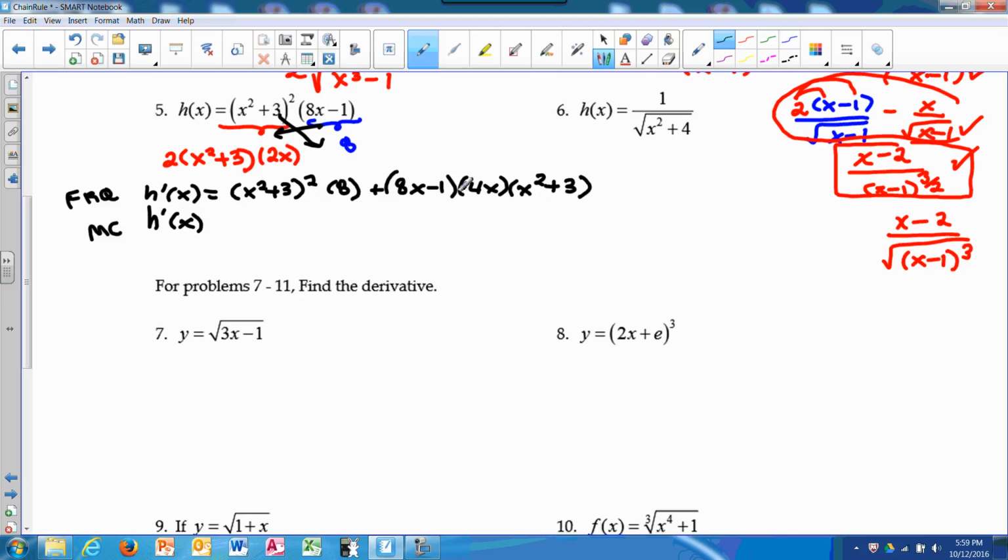Now for this one, that would have been my FRQ answer. If it were a multiple choice, I would keep going. I would not distribute this out. I would pull out the GCF.